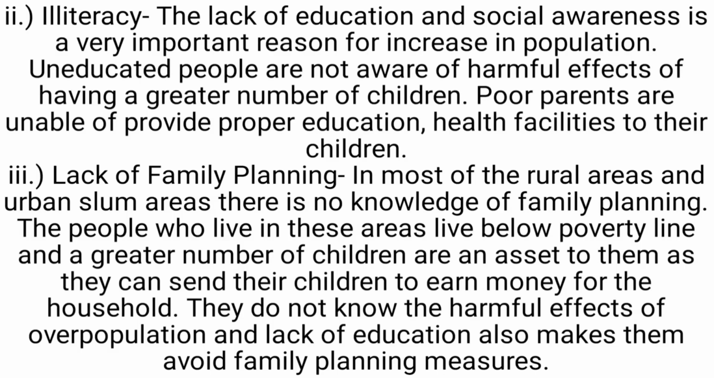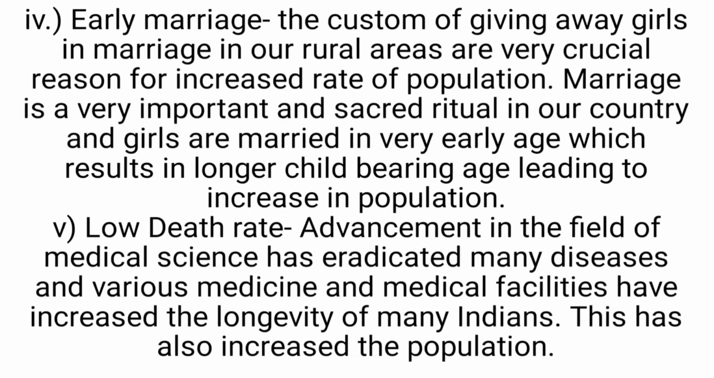Number 3. Lack of family planning. In most of the rural areas and urban slum areas, there is no knowledge of family planning. The people who live in these areas live below the poverty line, and a great number of children are an asset to them as they can send their children to earn money for the household. They do not know the harmful effects of overpopulation, and lack of education also makes them avoid family planning measures.